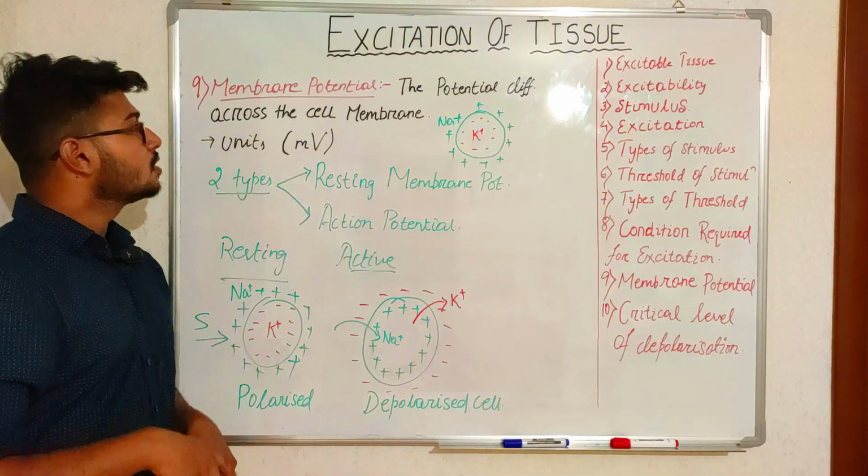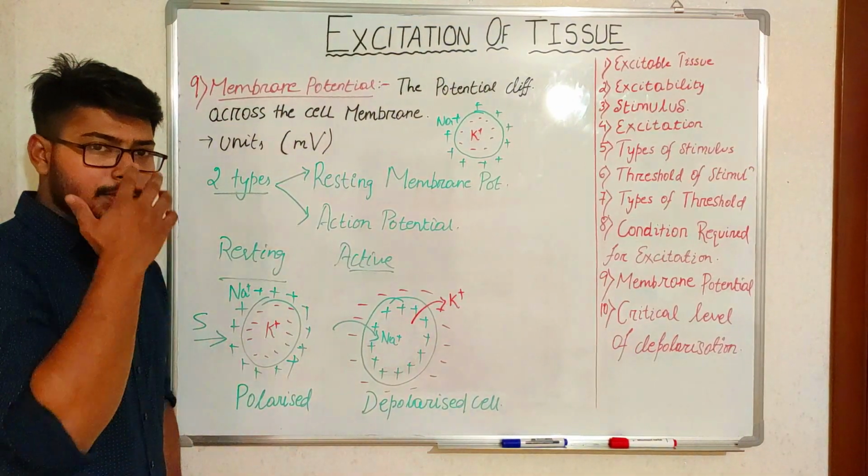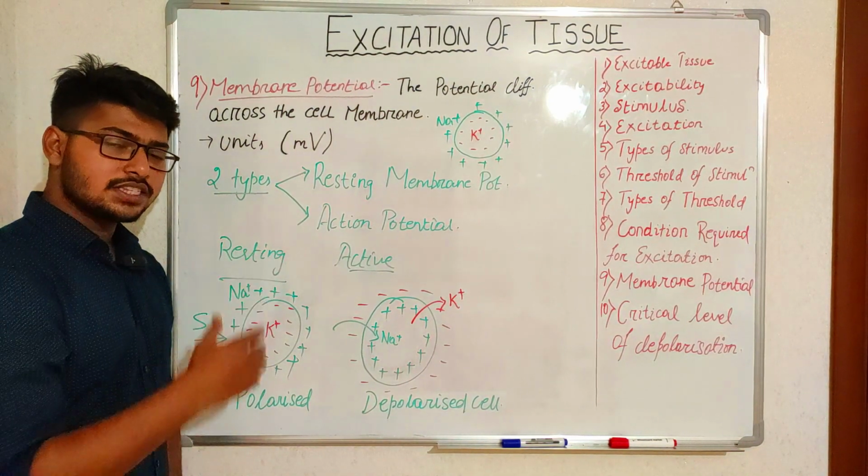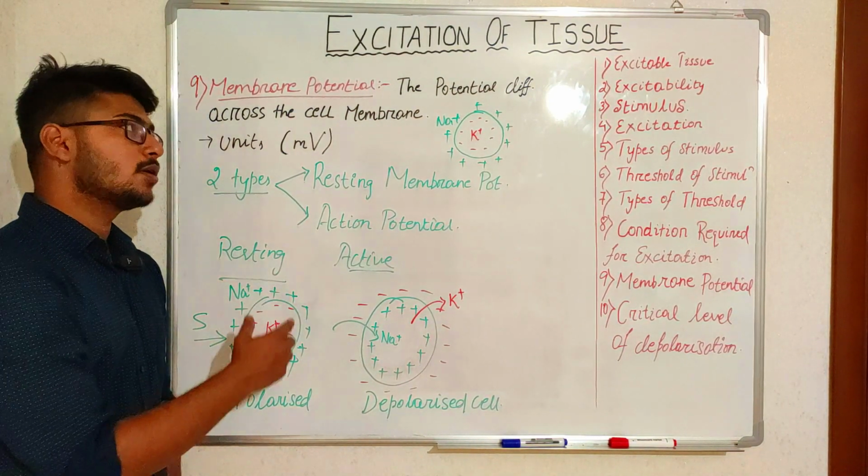There must be enough time given to the cell so that it can excite. Okay. Then comes the membrane potential of the cell. What do you mean by membrane potential? The potential difference across the cell membrane is known as the membrane potential.